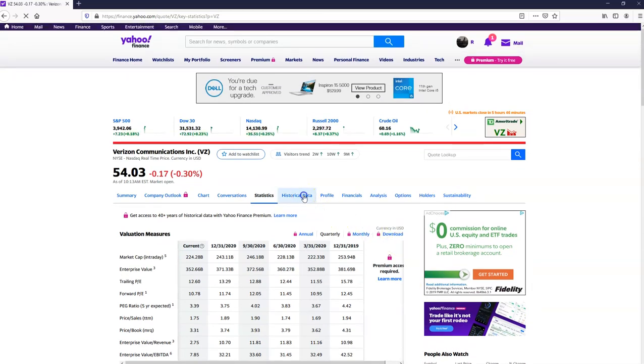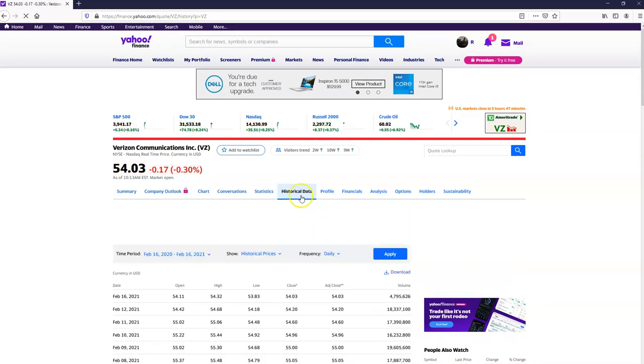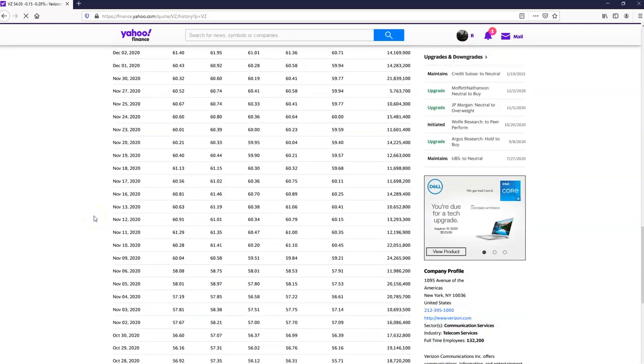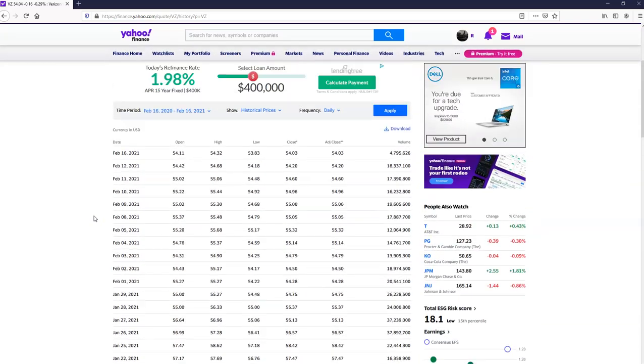All right, let's keep going. Click right here where it says historical data. So this historical data basically tells you prices for the stock historically. You can see.